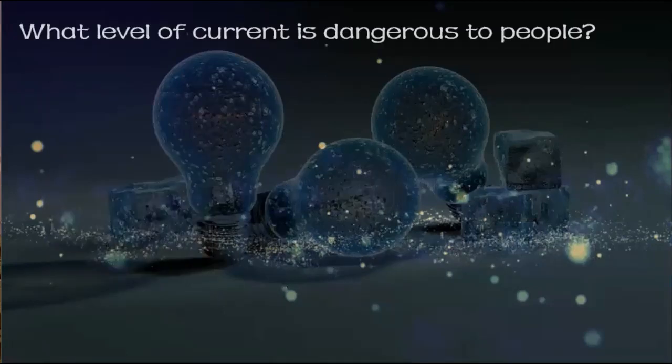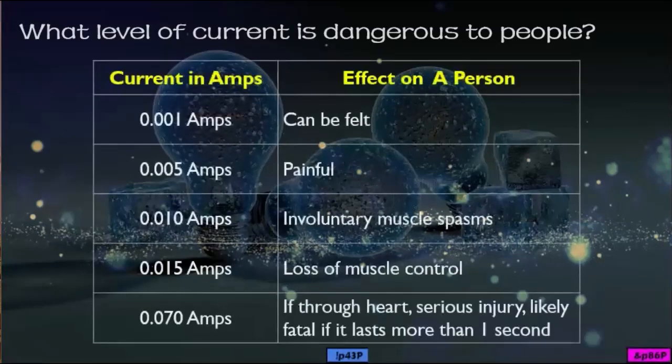What level of current is dangerous to us? 0.001 amps can be felt already. 0.005 amps, painful. 0.010 amps, involuntary muscle spasm. 0.015 amps, loss of muscle control. And 0.070 amps, likely fatal if it lasts more than 1 second. So if we are working or if we are doing something involving electricity, we need to be careful.